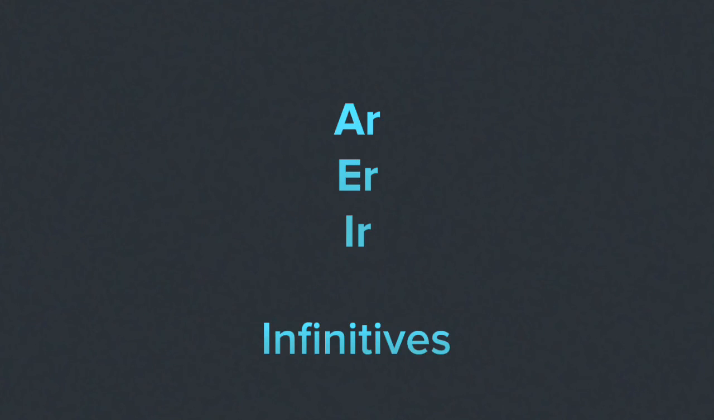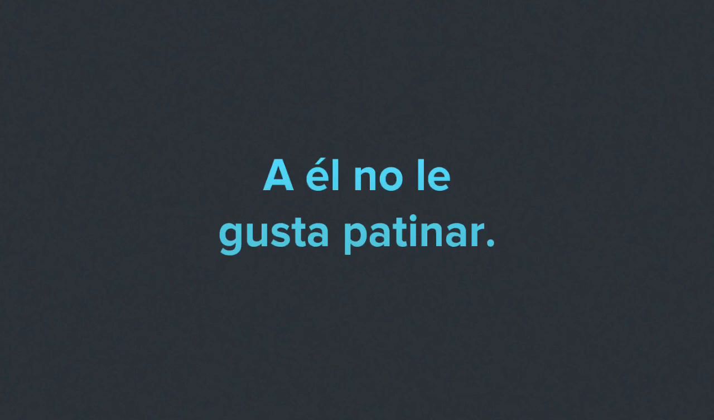They're just verbs. So how would I say I like to read? Hopefully you put me gusta leer or a mí me gusta leer. How would we say he does not like to skate? A él no le gusta patinar. A él is our referent, no is our negative, le is our pronoun, gusta is our verb, and patinar is our infinitive, our unconjugated action.